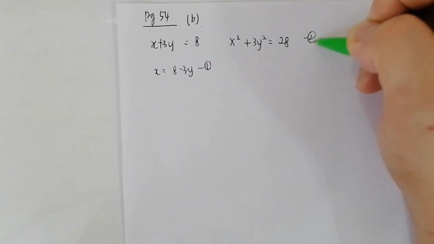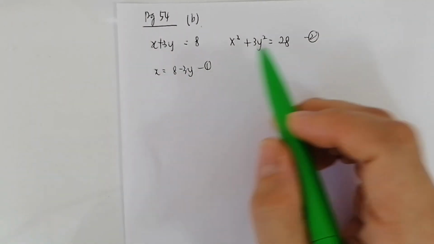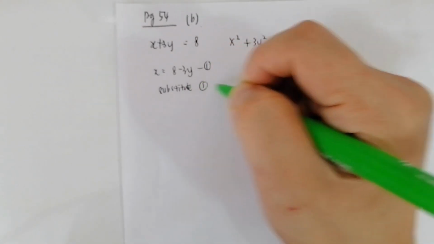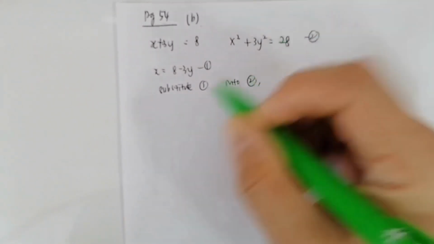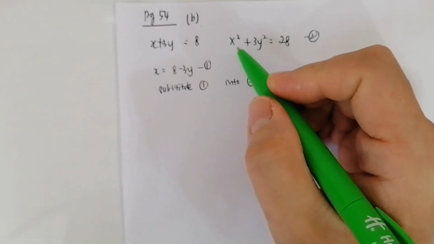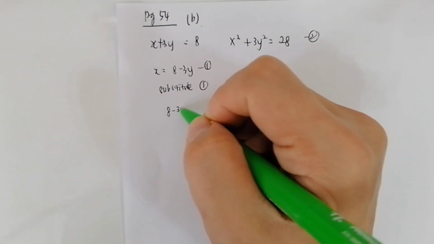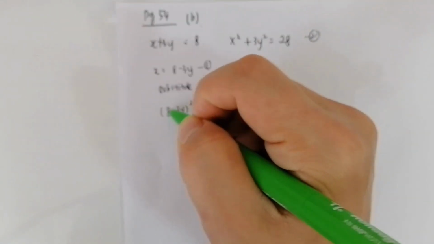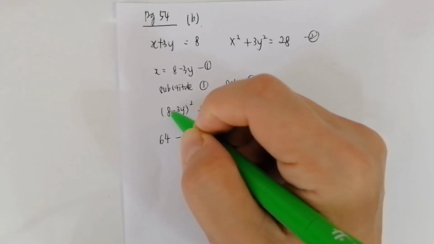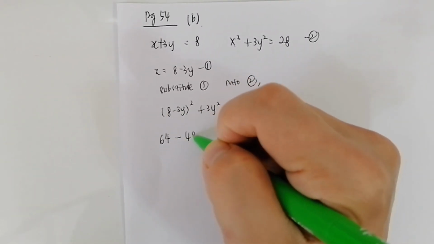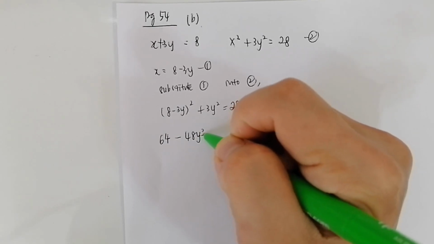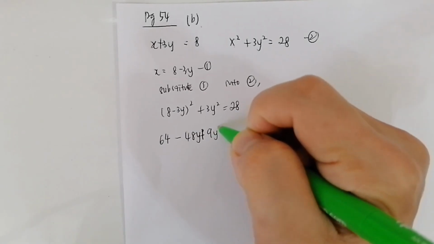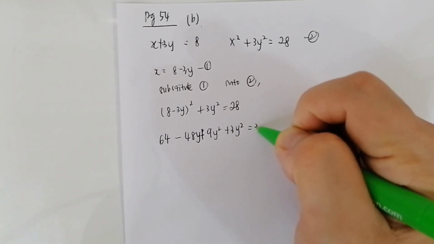First equation, second equation. Then we are going to substitute 1 into 2. So when you do the substitution, actually you will get rid of the x. Okay, so x you replace by (8 minus 3y) squared plus 3y squared equal to 28. Alright, the first term squared, you are going to get 64. First times second times 2, you are going to get 48y. And then you are going to get plus 9y squared, negative times negative becomes positive. Here will become 9y squared plus 3y squared equal to 28.